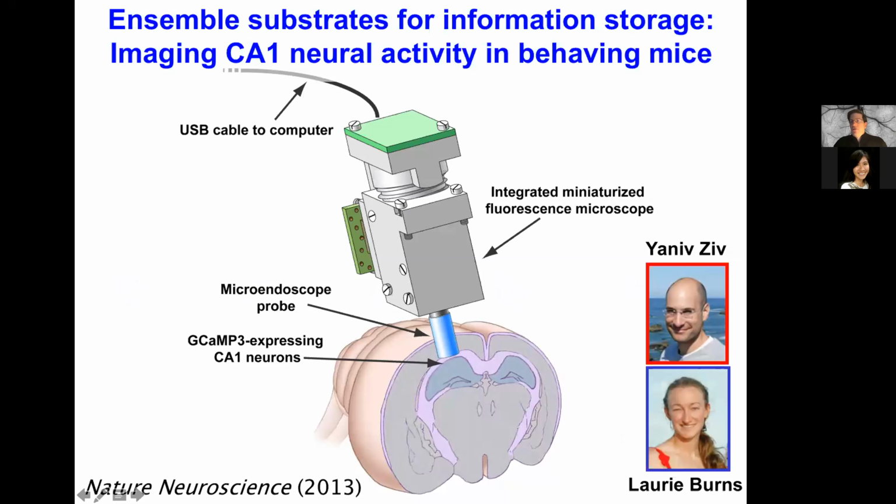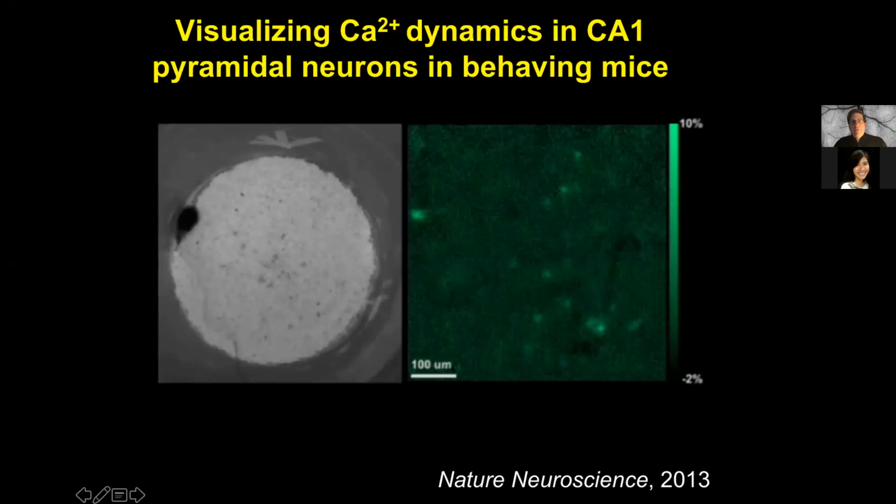Now I'm going to give you a little bit of familiarity with what one can do with these data sets. So to illustrate this, I'm going to show you some data that we took in the hippocampus. This is work done by Yaniv Ziv and Laurie Burns. Yaniv has his own group now at the Weizmann Institute. And so we targeted, in this study, the microendoscope to the hippocampus, illustrated here. And this was a long-term study. And we were looking at hippocampal representations of space.